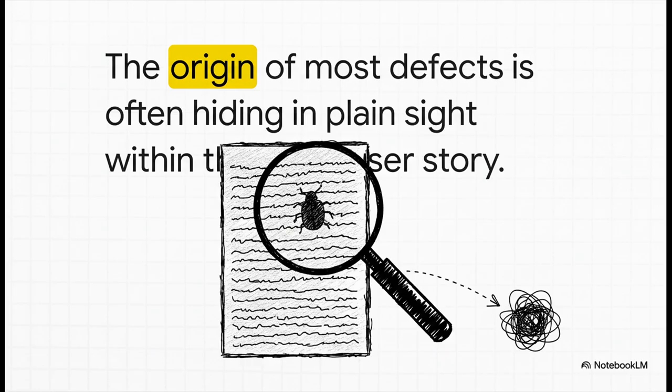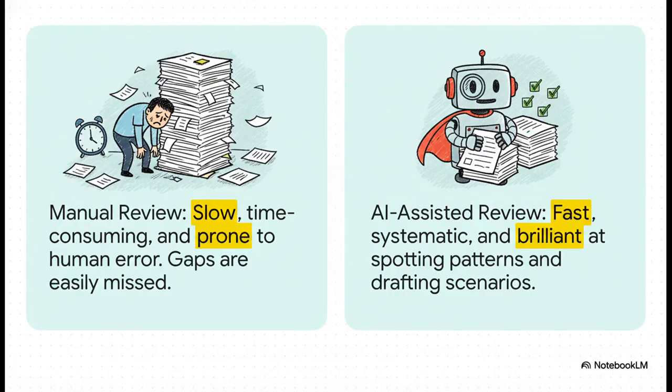Finding bugs during testing is expensive. We all know that. Finding them in production, that's a total nightmare. But the real source of the fire, so often, is hiding in plain sight, in that initial user story. So, this is the old way versus the new way. On the left, you've got the classic manual review. It's slow, it takes a ton of time, and let's be honest, we're all human, we miss things. But on the right, that's AI-assisted review. And let me be clear, this isn't about replacing you. It's about giving you a superpower. The AI is incredibly fast, it's systematic, and it is brilliant at spotting those little patterns and gaps that our brains might just skim right over.